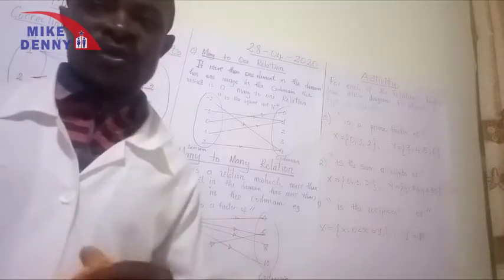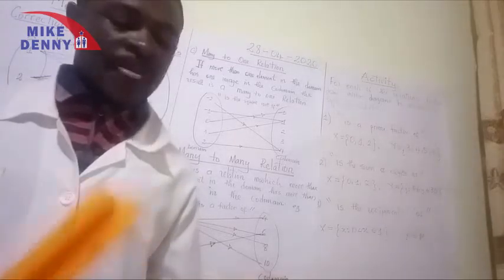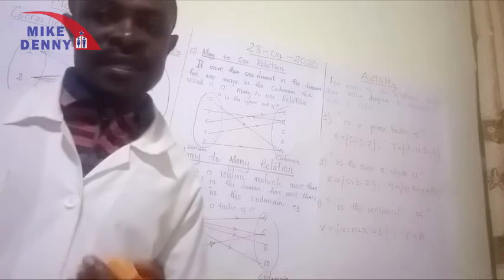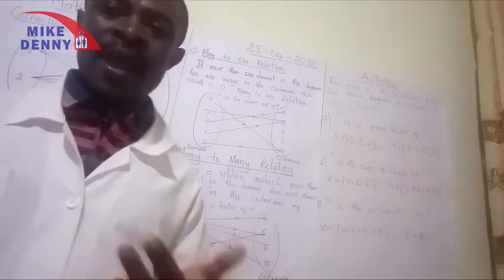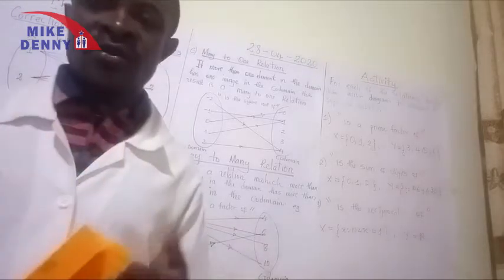In the last class, we were talking about relations and went forward to talk about the different types. I made mention of one-to-one and one-to-many. I gave a small activity in the last class. Some of us did it so well, but some people did not even attend. I don't know whether they are in class or out of class.